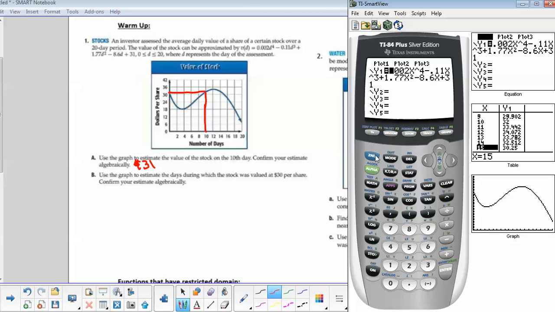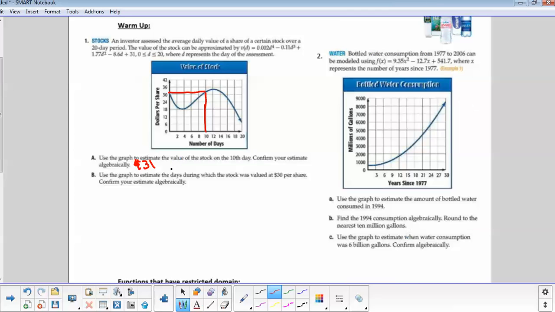So I'm going to press now second table, and I want to find the value of the stock on the 10th day. So you can see on the 10th day it was exactly $32. So we're going to write that down. Algebraically, it was $32.